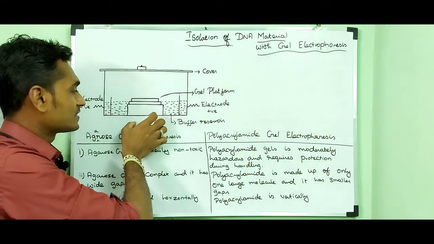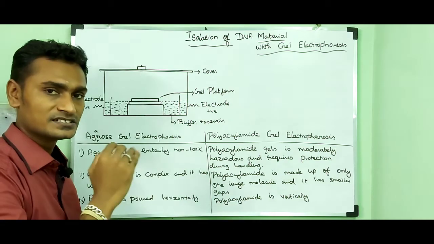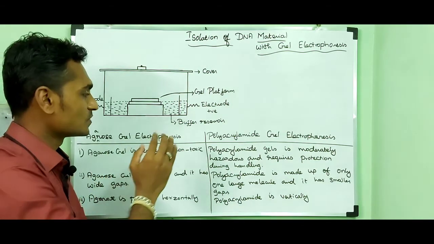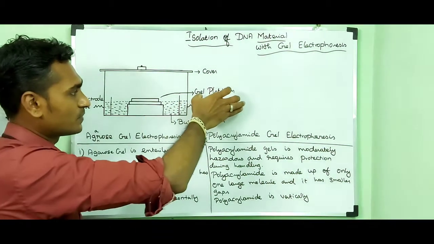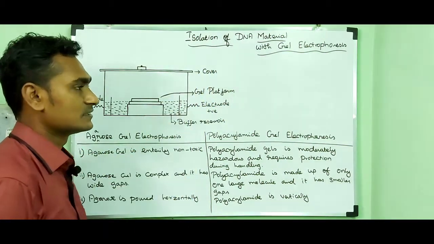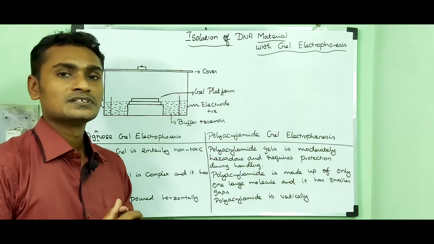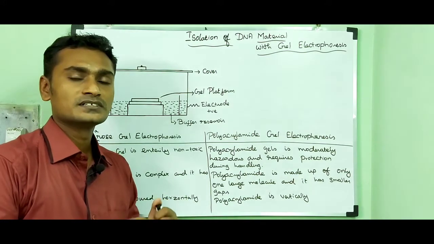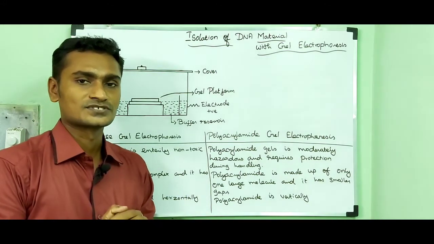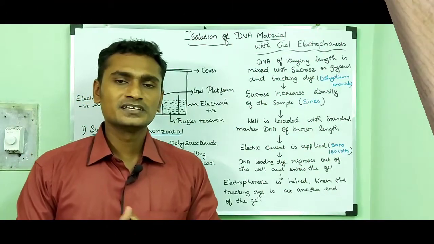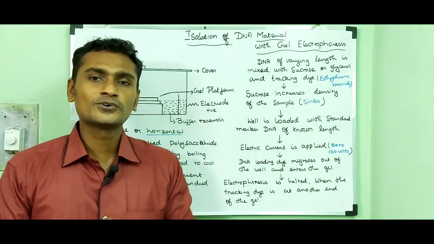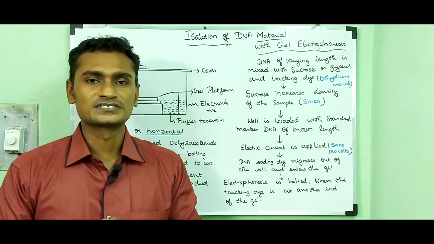This is the structure of a horizontal gel electrophoresis unit, showing the buffer reservoir, positive electrode, negative electrode, gel platform and cover. Then I am going to tell you the steps which are involved in agarose gel electrophoresis.